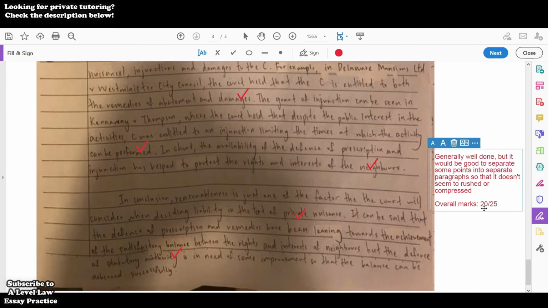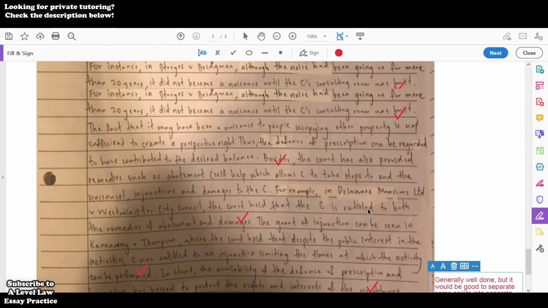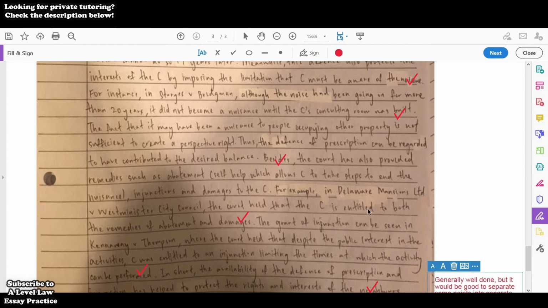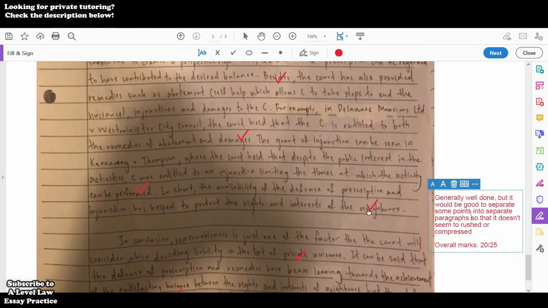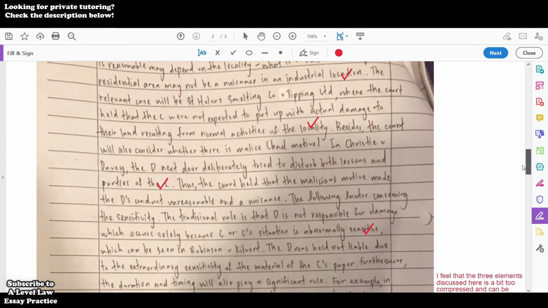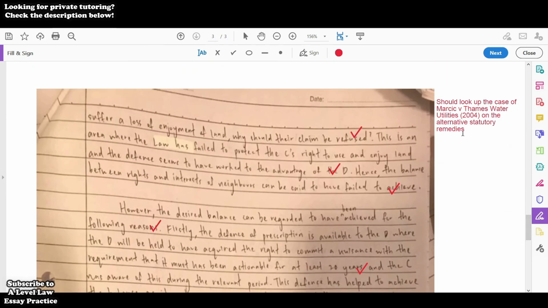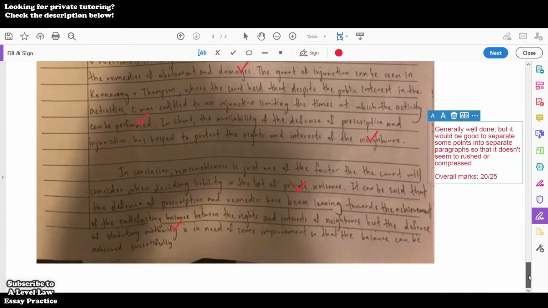So the overall mark that I will give for this answer is 20 out of 25, possibly even above 20, because it's very compact, it's all there, and it's also addressing the question quite well, other than this part here. That's all. So yeah, I guess that's about it.